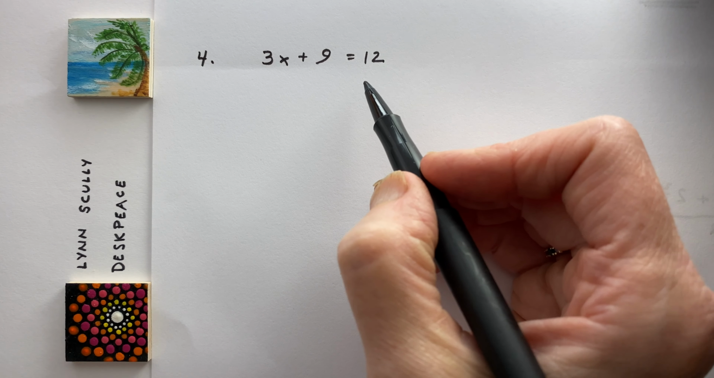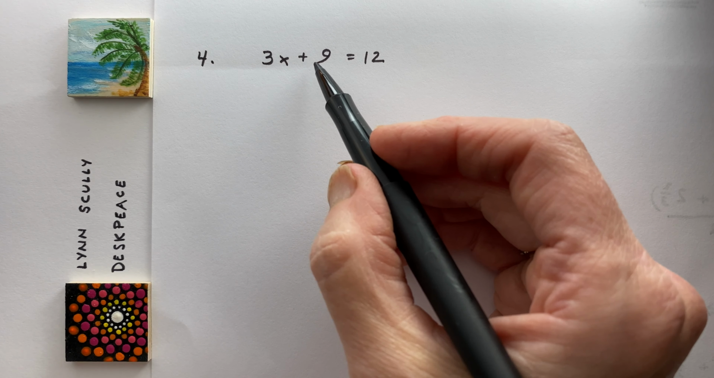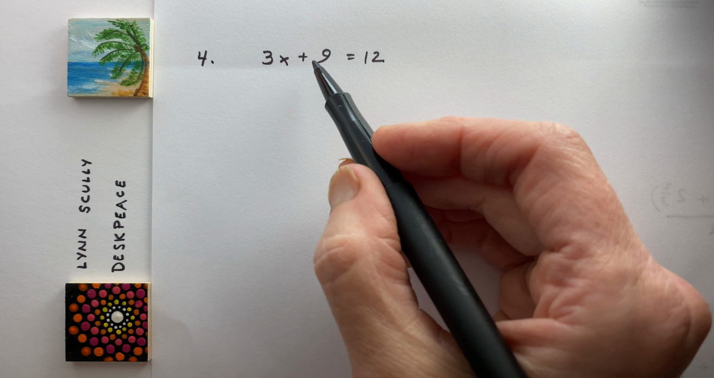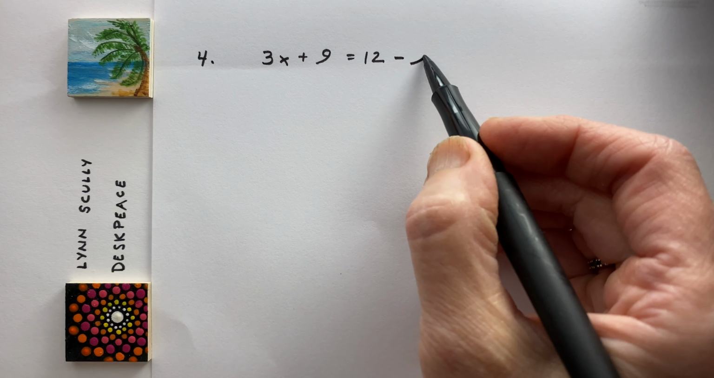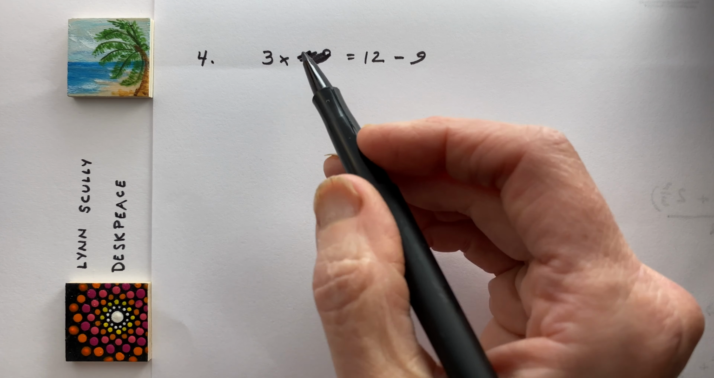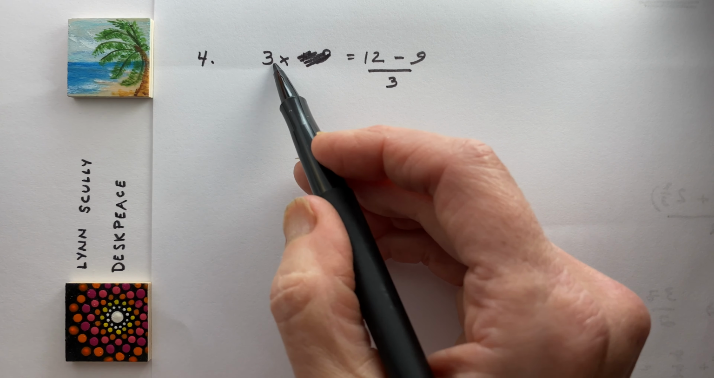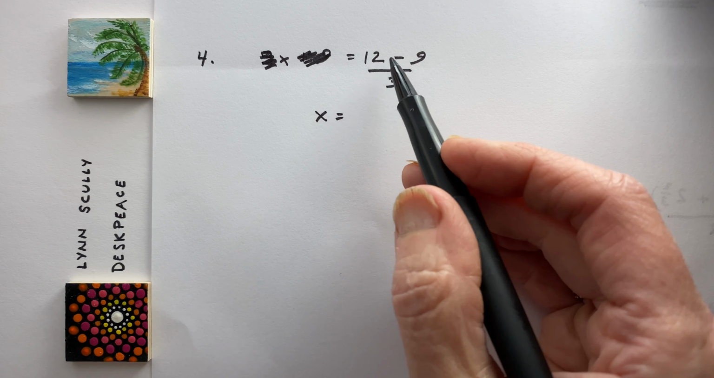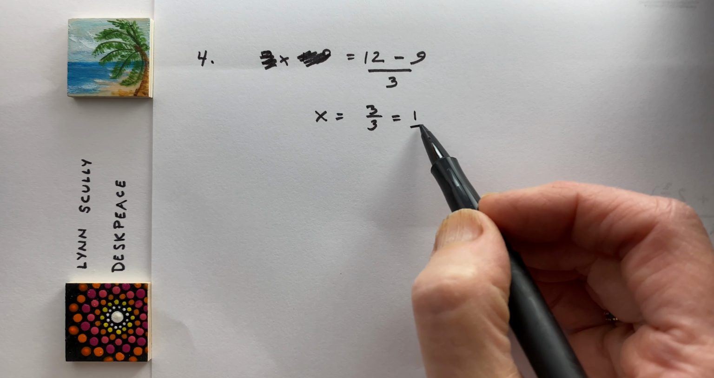Number 4, 3x plus 9 equals 12. I want to get x alone. 9 is attached by addition, 3 by multiplication. First I undo addition. 9 is attached by add, move it by subtract to the other side of the equal sign. 3 is attached to x by multiplication, move it by division to the other side of the equal sign. Now I'll do the arithmetic. 12 minus 9 is 3 over 3. 3 over 3 equals 1.